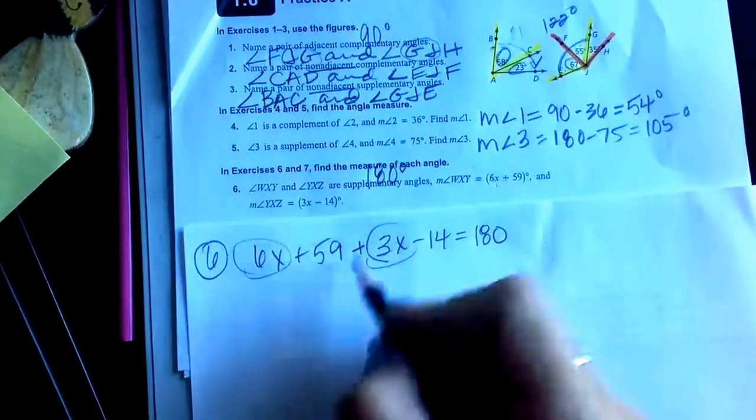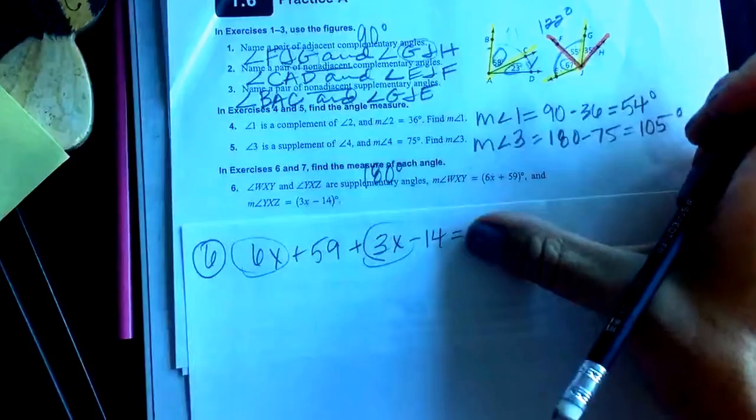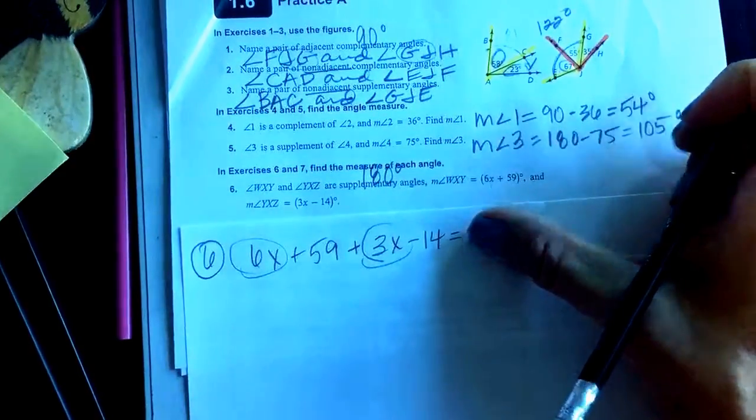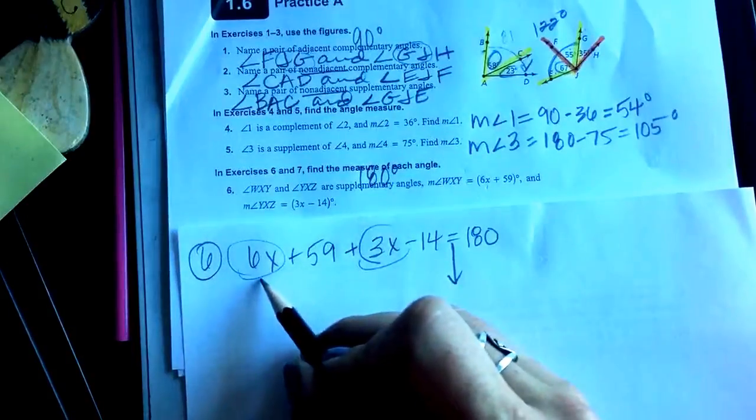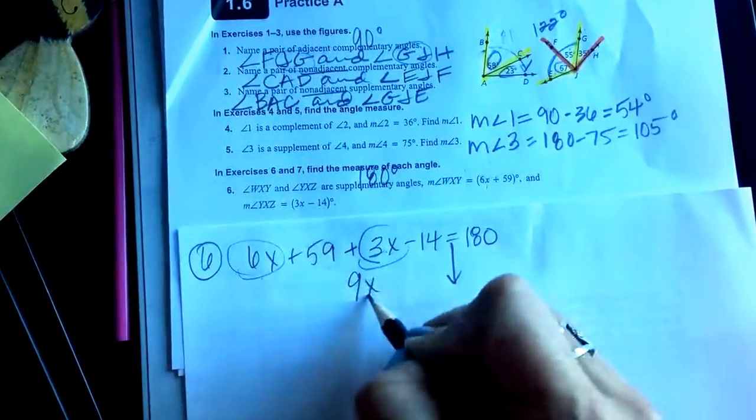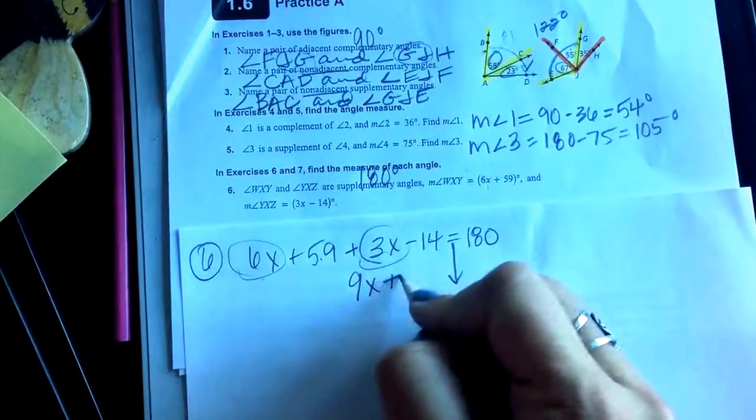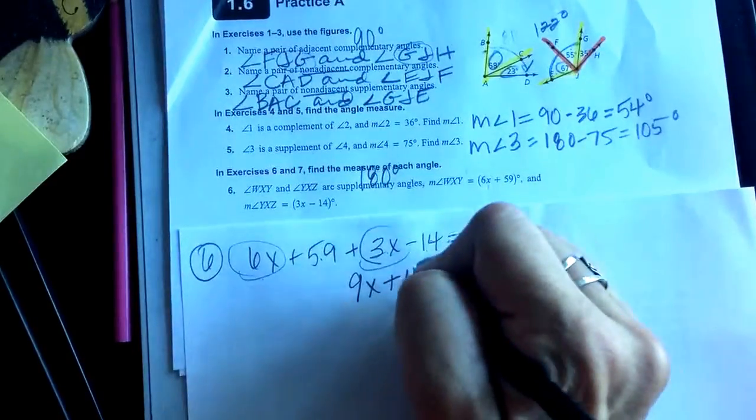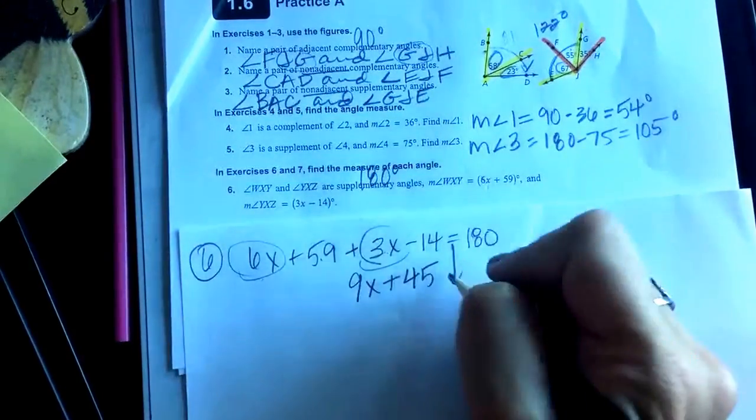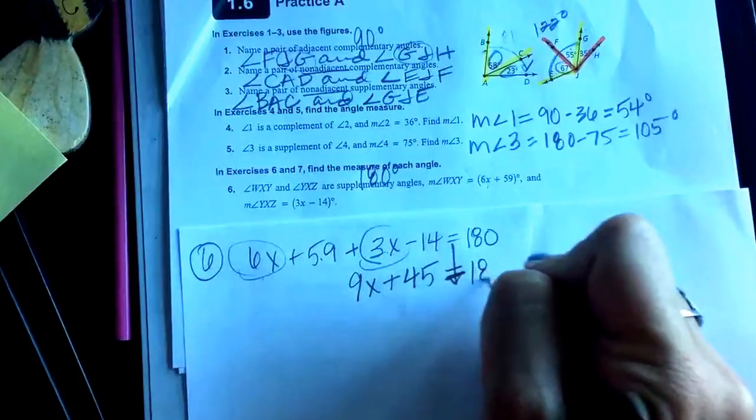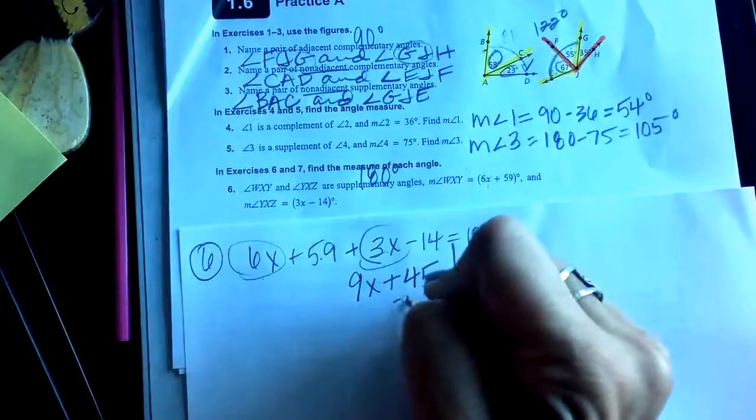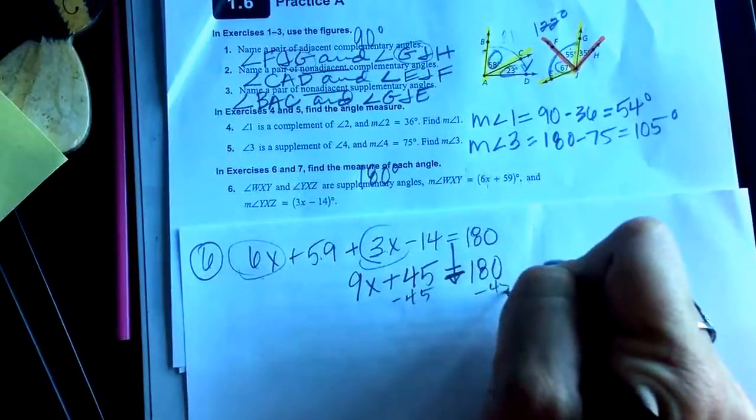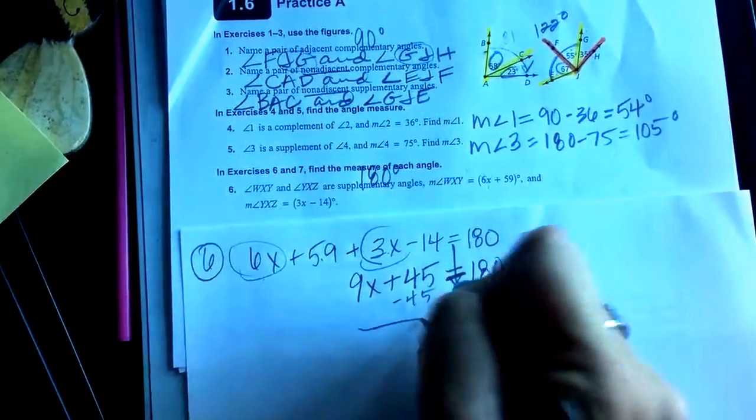When I add my like terms, I'm on the left side of the equal sign, so I'm just combining like terms. Make sure you're not undoing until you go across the equal sign. 6x and 3x is 9x. 59 minus 14 is going to be 45. So then I'm not going across the equal sign yet. I'm just setting it equal to the 180 on the right, and then I start my undoing. I'm going to take 45 away. When I undo, I have to go across the equal sign.